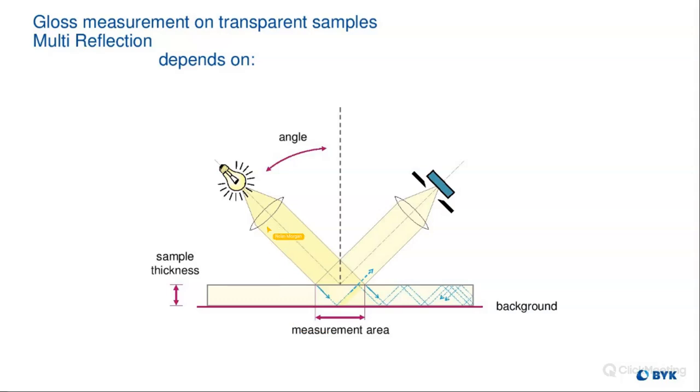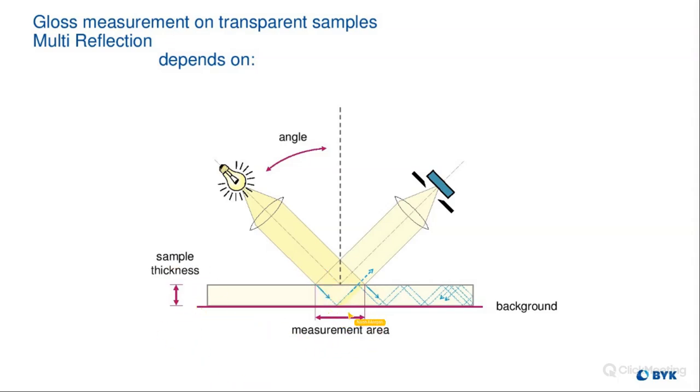Because now not only do you have light reflecting off the surface of the object, but because it's transparent, we have light reflecting off the bottom of that object. And we also have light that gets scattered and absorbed into the material. So there's a lot of different variables playing on the light. And so we want to make sure that our sample thickness is the same.